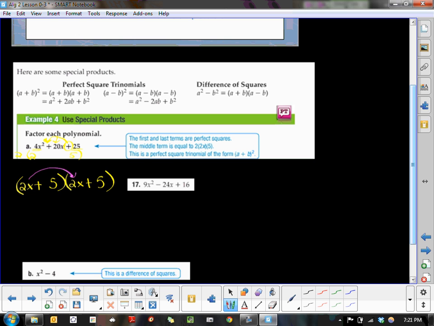2 times 2 is 4, and x times x is x squared, so 4x squared. Do the outermost ones, that's 10x. Do the innermost ones, that's 5 times 2x, which is another 10x. And you do the last terms, it's 5 times 5, which is 25.